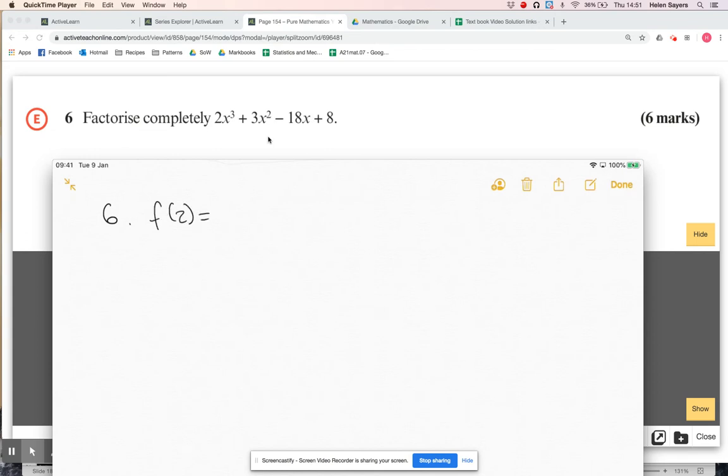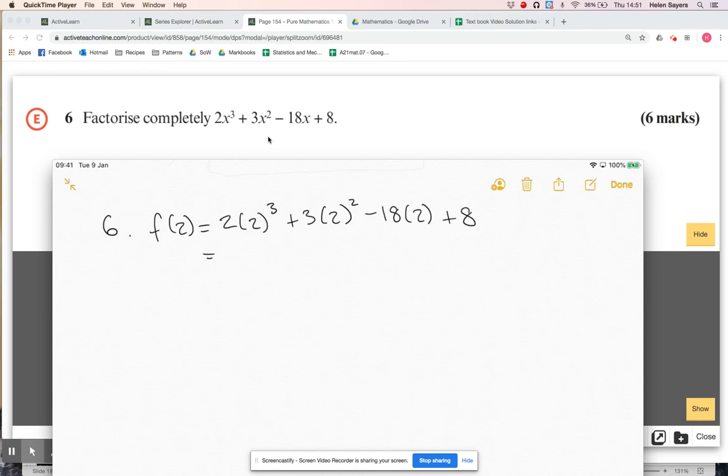You could just put this into your calculator, but I'll write a little bit of working just to show that I'm definitely using the right method. So it's 2 times 2 cubed plus 3 times 2 squared minus 18 times 2 plus 8. What I'm after is for this to equal 0.